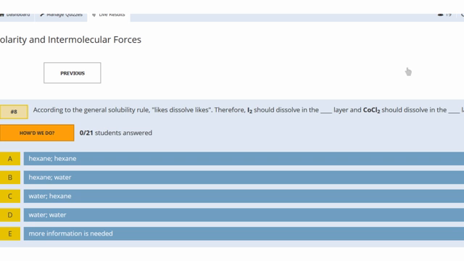So now, what I'm going to do here is I have some iodine, which is I2, and I have some cobalt-2 chloride here, which is an ionic compound. I'm going to place these into these two test tubes, and then I'm going to shake it up. According to the general solubility rule, likes dissolve likes. Therefore, I2 should dissolve in which layer, and cobalt-2 chloride should dissolve in which layer? And I'm doing the iodine on your left.